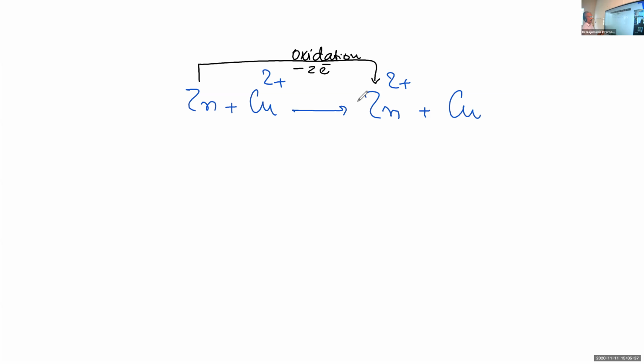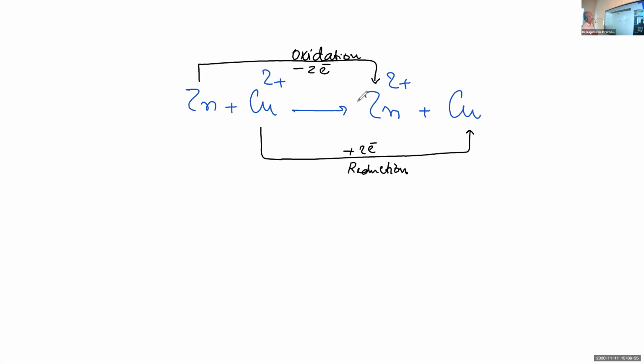Now you come to the second reaction. That is Cu plus 2 ion is converted to Cu. And during that change, what happens? Cu plus 2 accepts 2 electrons, plus 2 electrons. Then the change is addition of electron. It is a reduction. So reduction is Cu plus 2 giving Cu.